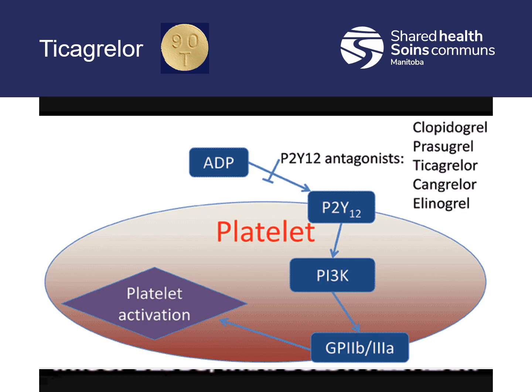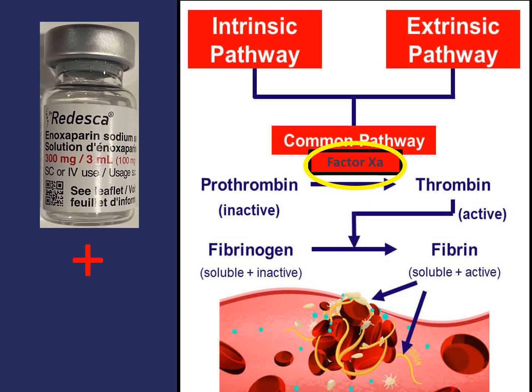When ticagrelor is administered orally, it takes approximately 30 minutes for onset, and we do not administer ticagrelor if the patient is a candidate for TNK. Enoxaparin is an additional medication indicated when the patient is going straight to PCI. It is an anticoagulant given by IV.